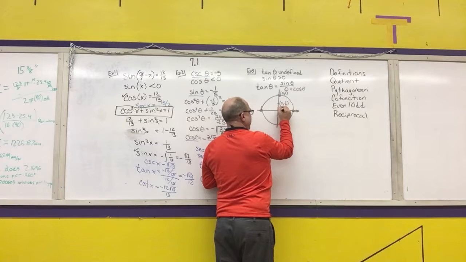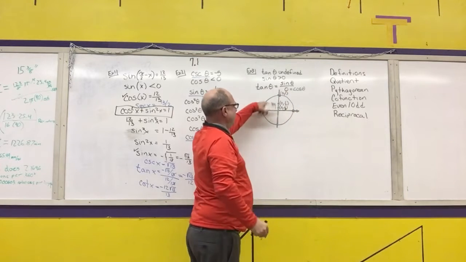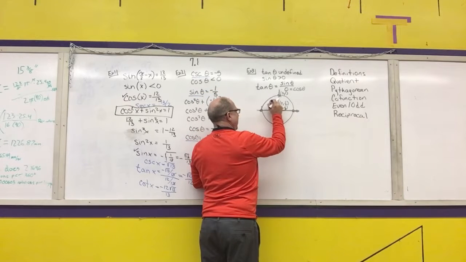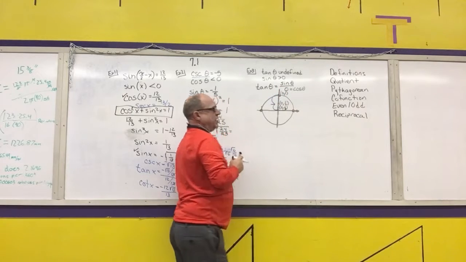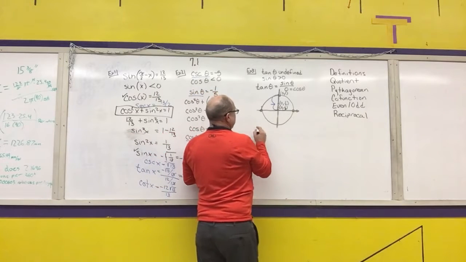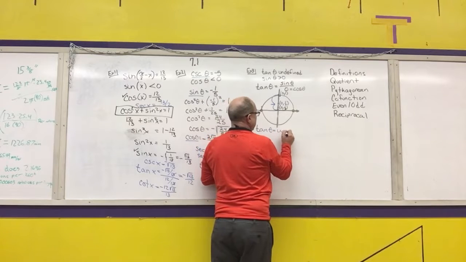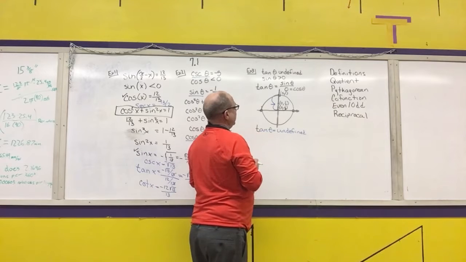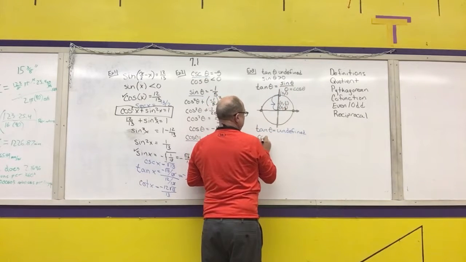I could have also picked 0, 1/2. I could have picked 0, 1/3. I could have picked any positive y, which was any number in this area for my y, where x is 0 along the y-axis. I just picked the easy one. So we already know that tangent's undefined. And from this information, I know that cosine is 0.